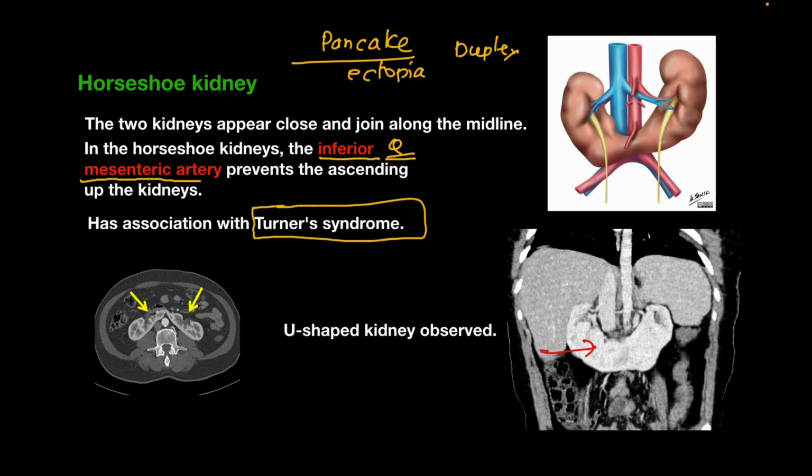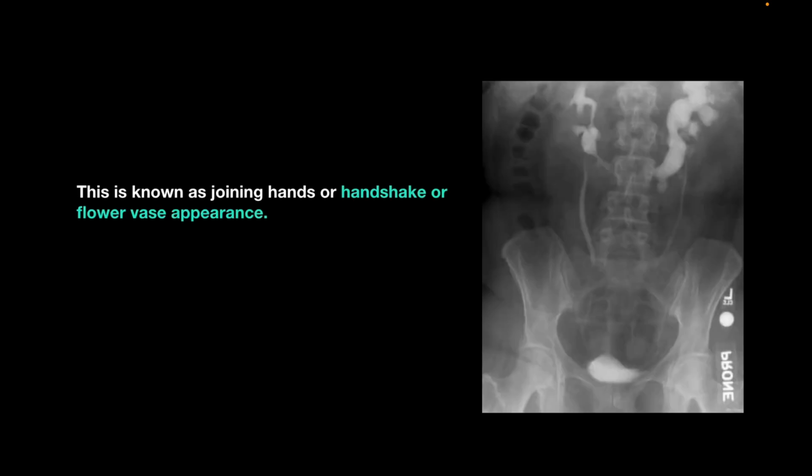Here you can see the U-shaped kidney. Look over here, this is the CT scan while this one is the MRI. In both these studies the shape of the kidney is U. This is known as the joining hands or handshake or flower vase appearance. So this is the horseshoe shaped kidney.